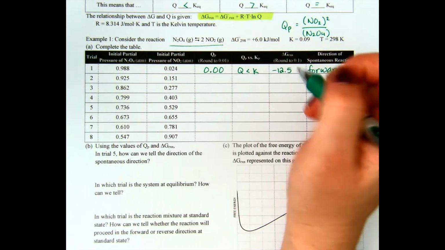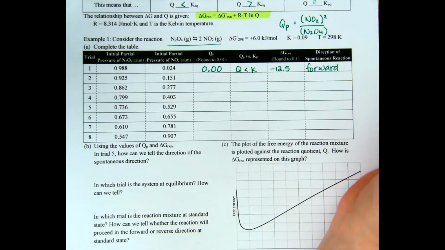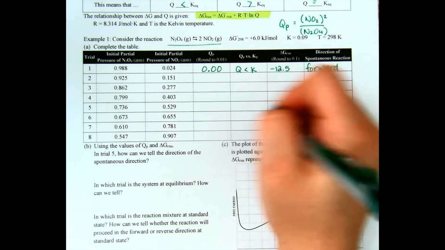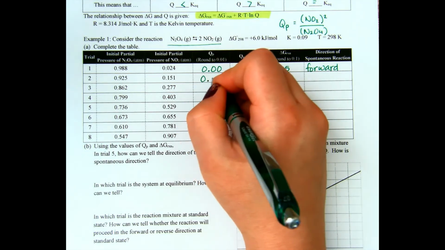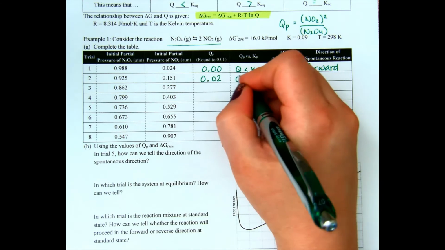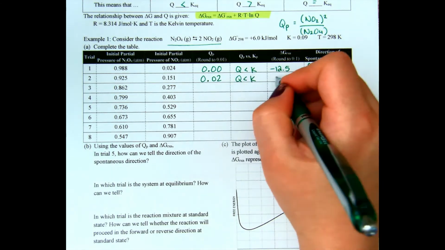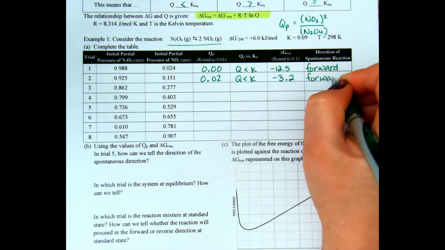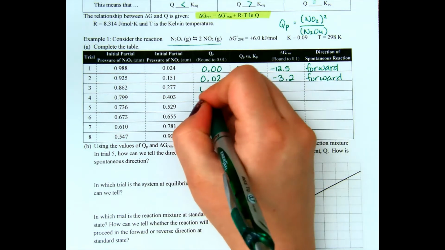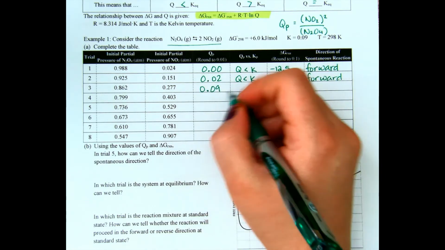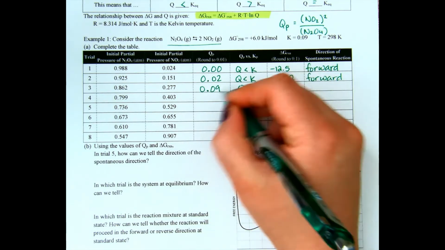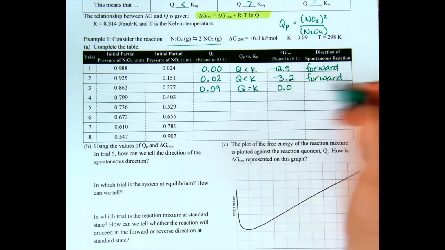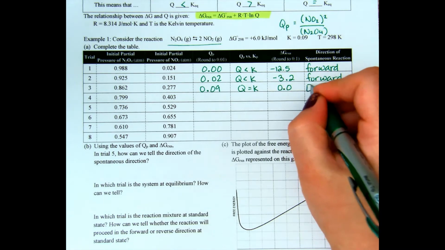Okay, welcome back. If you just want to check your work, you can fast forward this part. I am just going to work through each of these. If you have a question, you can pause wherever you need help. Doing my calculation, I got 0.02. Q is still less than K. Plug this in, negative 3.2, and I'm in my forward direction here. Now I get 0.09 for my Q here. Now this one's interesting, because now Q is equal to K. That means we're at equilibrium, so the delta G reaction is 0. We've minimized the free energy available in the system, and we're at equilibrium.